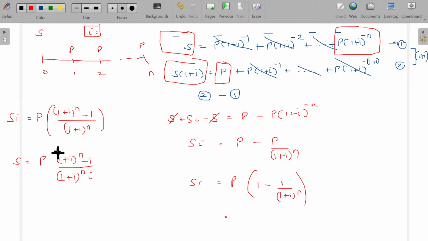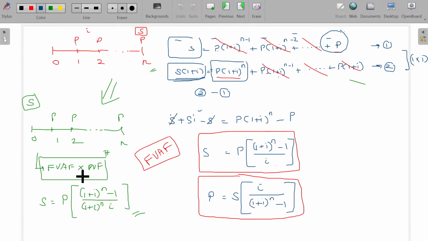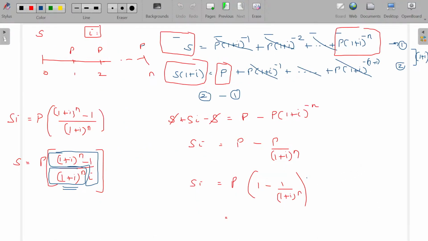This i will come on the denominator side. So this one being the future value annuity factor, by multiplying with this you will get the present value annuity factor. Multiplication of two factors. See here, this will be called the future value annuity factor. This will be called the present value annuity factor. We got this one. This formula also will work. You have to take the i to the other side.